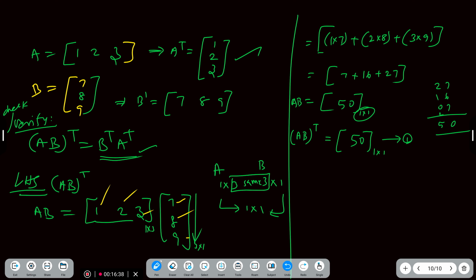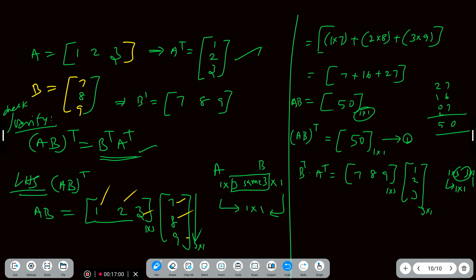Now we have B transpose and A transpose. B transpose is 7, 8, 9 and A transpose is 1, 2, 3. Now you check the order. Here it is 1 row, 3 columns, and here 3 rows, 1 column. So 1 by 3 and 3 by 1, that is the same inner order.